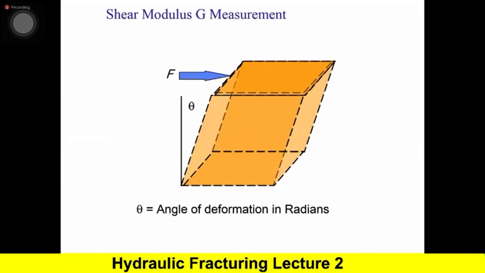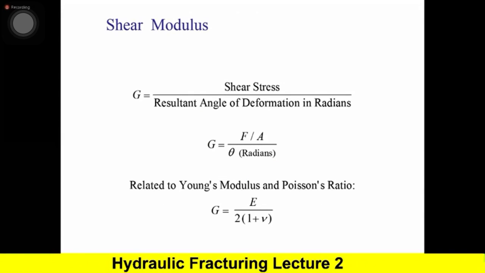Then you have shear modulus. Shear modulus is basically the deformation. If you apply a shear force, it will deform the rock by an angle theta. Shear modulus would be shear stress divided by this angle in radians, not in degrees. And you know pi is basically 180 degrees.